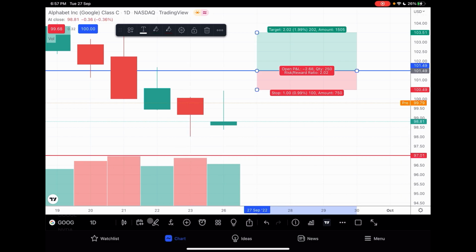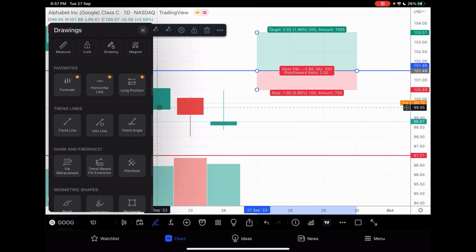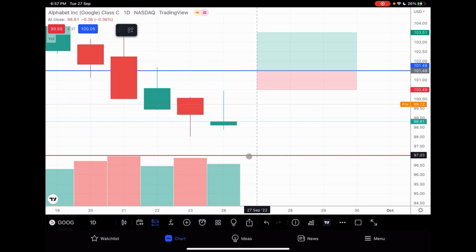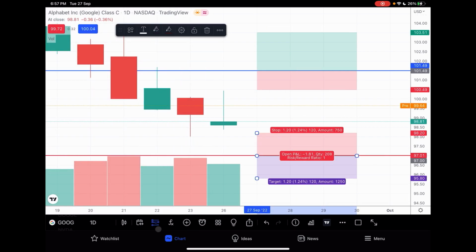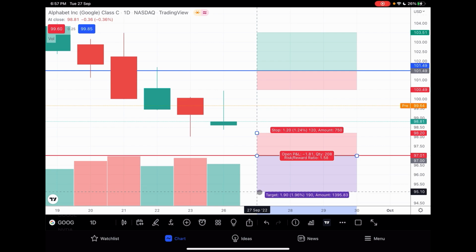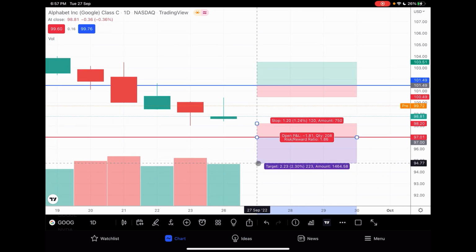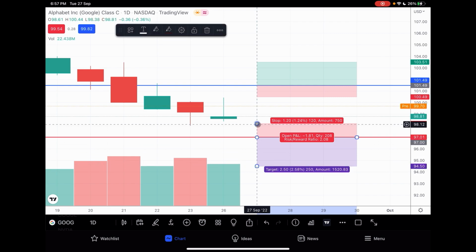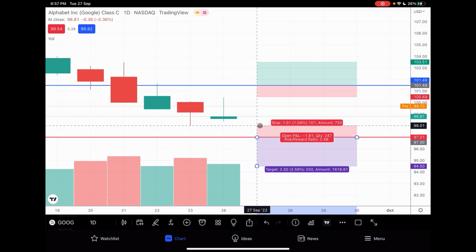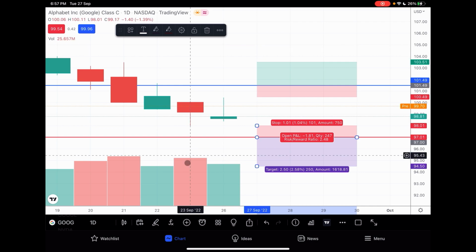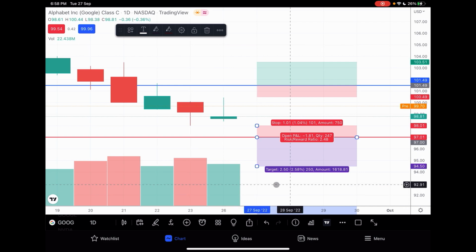On the selling side, if you are taking the short position, your target should be more than $2. You keep it 2.2, 2.5 or anything, and your stop loss should always be $1. You should not take more than that. Yes, this was for Google Class C, and Class A was already given to you earlier.